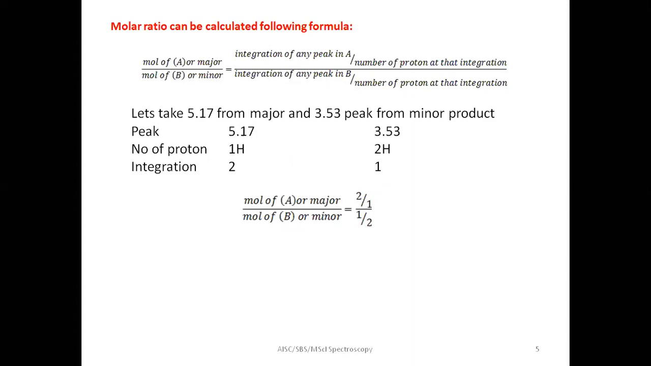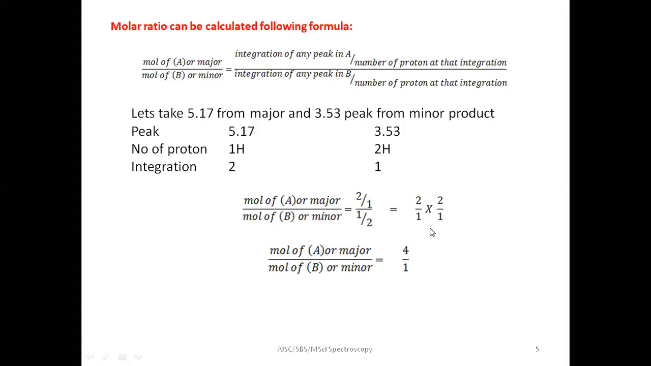So using that, the intensity of the peak in A, that is 2, integration 2 divided by number of protons 1, and 2 divided by integration of the peak in B. So we are choosing this intensity, which is given as 1, divided by number of protons in that peak. For that peak the number of protons is 2. So by taking this half, it becomes multiplying by 2. So 2 into 2, 4.